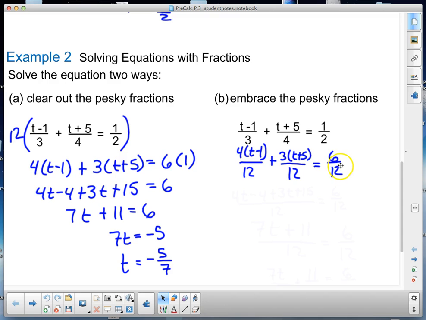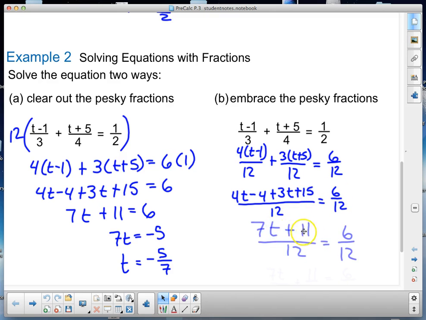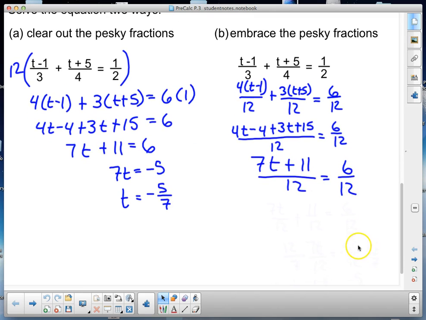So this is just a practice. And again, I'm going to do exactly what we did before. We're going to distribute the 4, distribute the 3. So I got 4t plus 4 minus 4 plus 3t plus 15 on top, divided by 12 is equal to 6/12. I'm going to get to the 7t plus 11 over 12 and the 6 over 12.